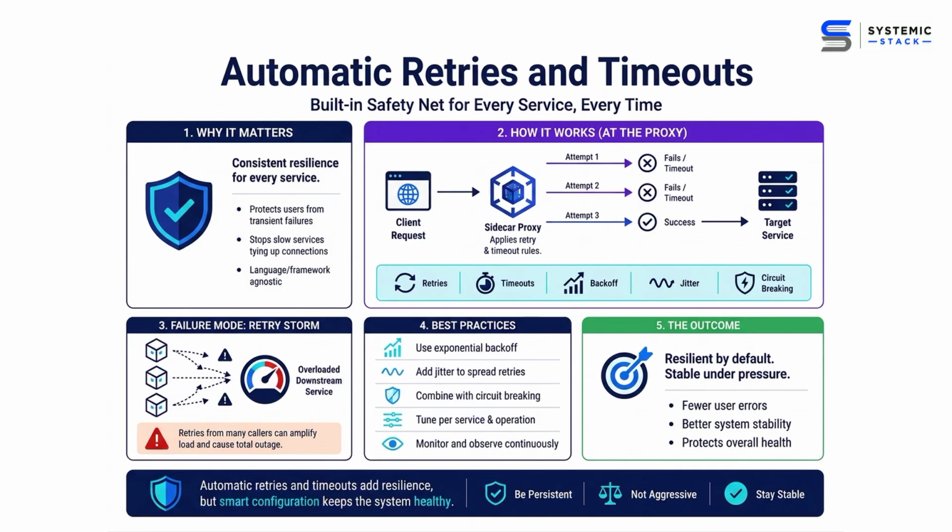If a downstream service is struggling and every upstream service starts retrying multiple times, you can actually amplify the failure and knock the service completely offline. That's why it's vital to combine retries with jitter and back-off strategies. The goal is to be resilient to transient blips without making a bad situation worse.